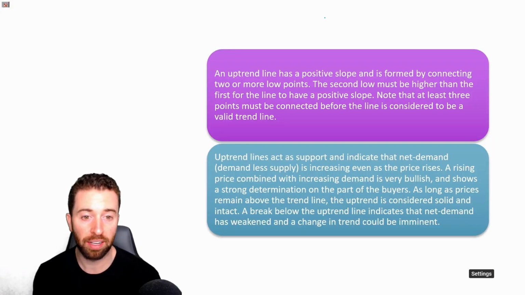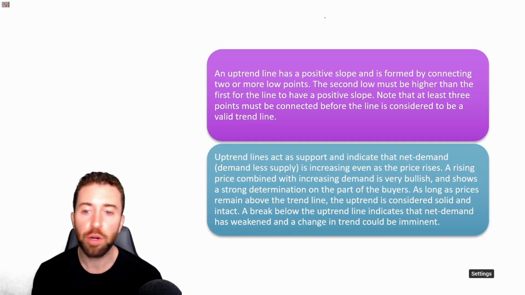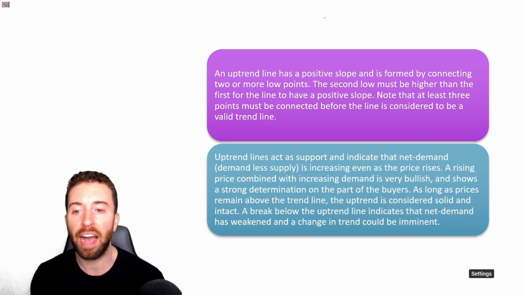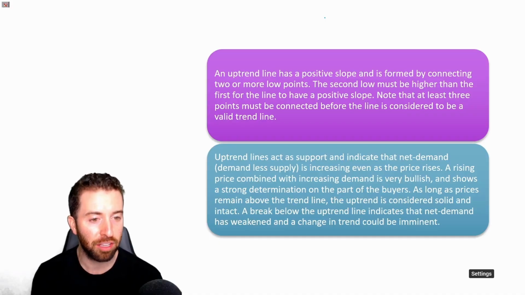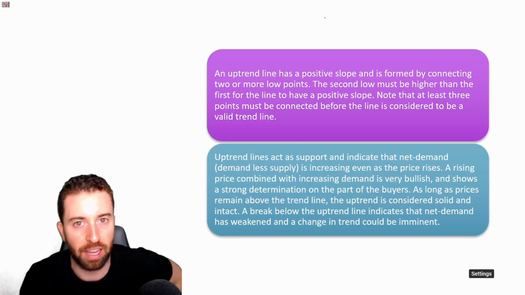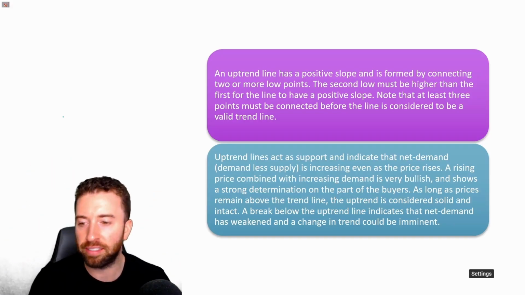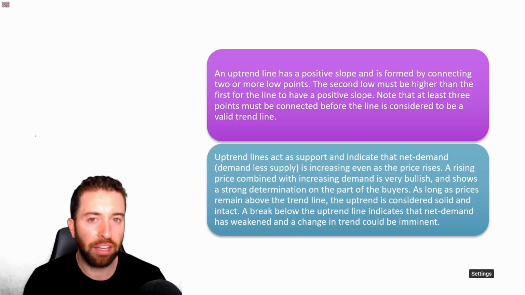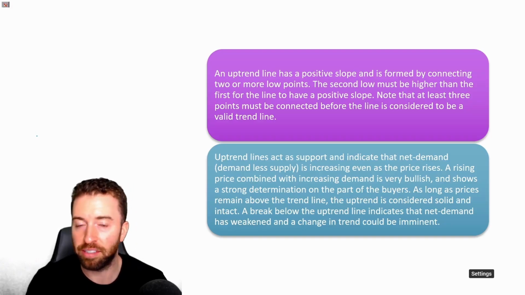So an uptrend has a positive slope and is formed by connecting 2 or more low points. The second low point must be higher than the first low to have a positive slope. Note that at least 3 points must be connected before the trend line is considered a valid trend line. So this is going to be a secret in stock trading, okay? The quicker you can find a trend line, the more success you're going to have.